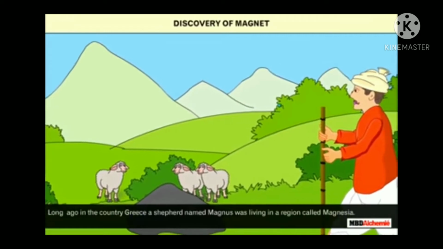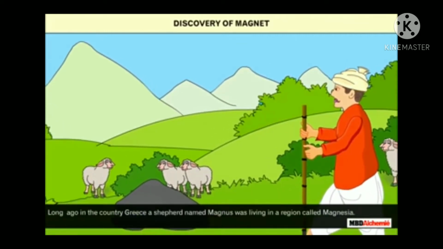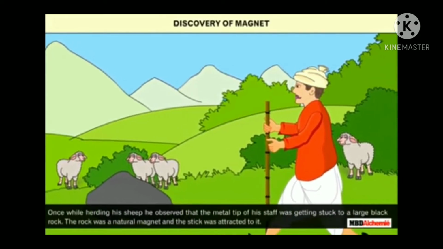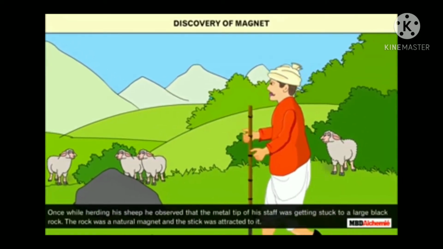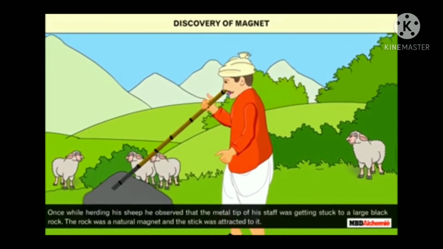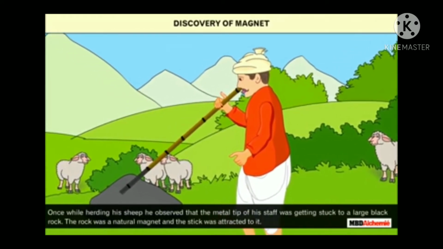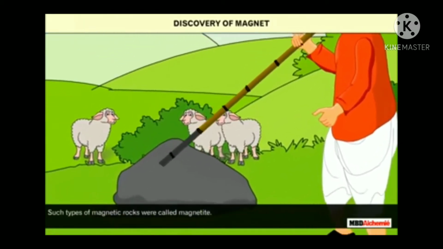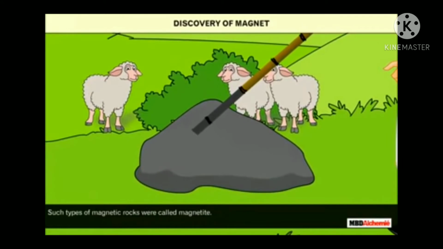Long ago in Greece, a shepherd named Magnus was living in a region called Magnesia. Once, while herding his sheep, he observed that the metal tip of his staff was getting stuck to a large black rock. The rock was a natural magnet and the staff was attracted to it. Such magnetic rocks were called magnetite.